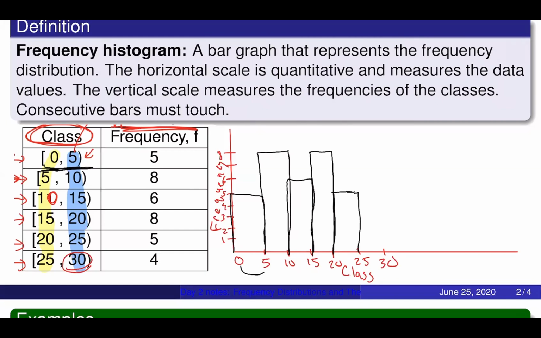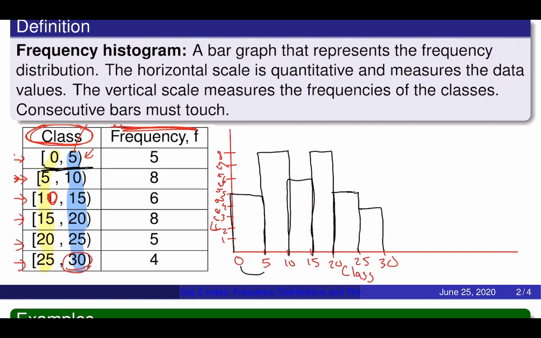All right, and then lastly, we have 25 to 30. 25 to 30 is a frequency of 4. So that's here. Cool. And that's how you create a histogram, or a frequency histogram.